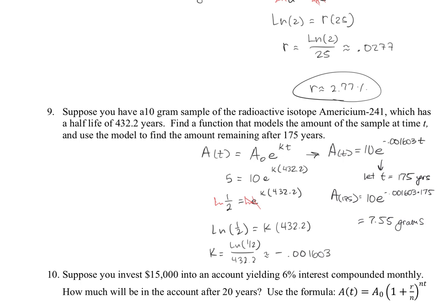And we should always pause when we're doing an application problem. When we have an answer, we got to make sure that it fits the situation. A full half-life is 432 years. So if we're only doing 175 years, less than half should have decayed. So starting with the 10 grams, it's only decayed to 7.55 grams because not a full half-life has happened yet. So this seems to make sense.